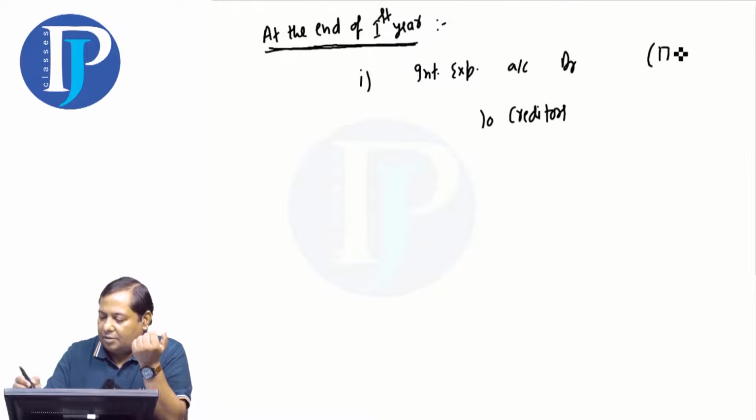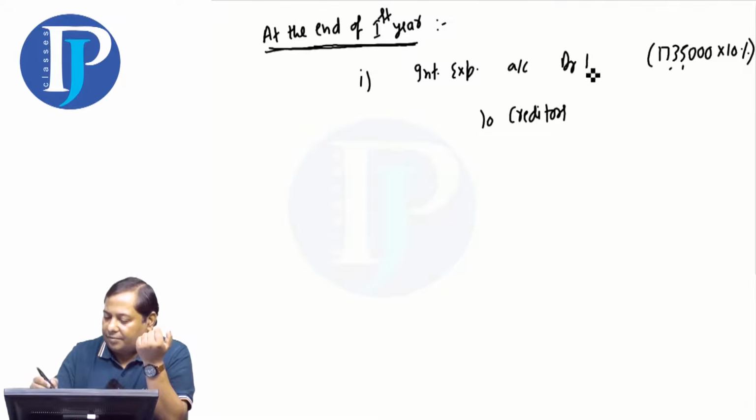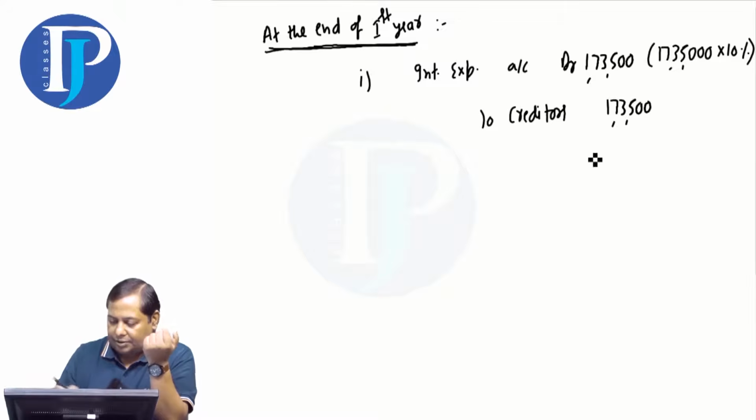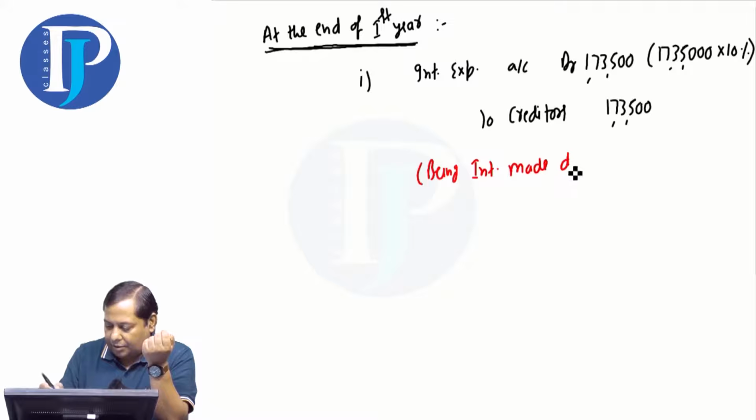So the 17 lakh 35,000 rupees that I have recorded initially, you will be charged 10% interest on this, according to the market rate, 17,35,000. Okay, I would say being interest made due.